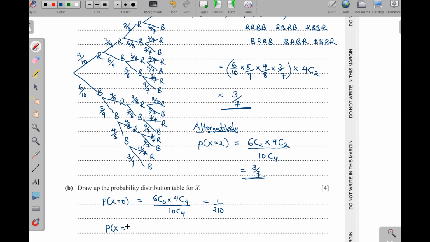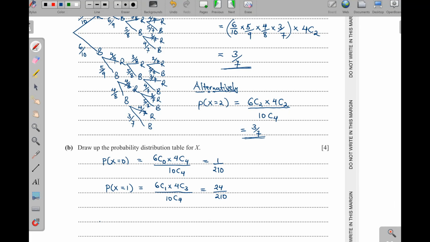Now when we get 1 blue, that is 6 combination 1, then times out of the 4, we shall pick 3 reds to make a total of 4. Then 10 combination 4. What do we get here? 6 combination 1 is a 6, then times 4 combination 3, that's a 4. So 6 times 4 will be 24, then out of 210. That one can be simplified. Then we can go to the next one. Probability of x is equal to 2, we know it. Then what is probability of x is equal to 3?